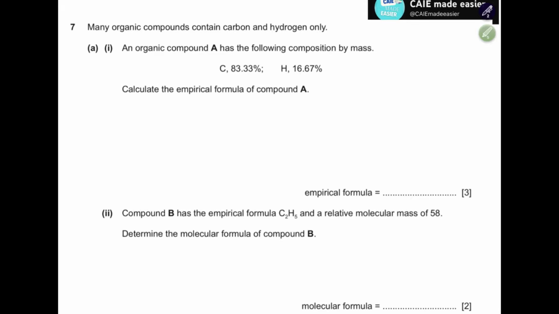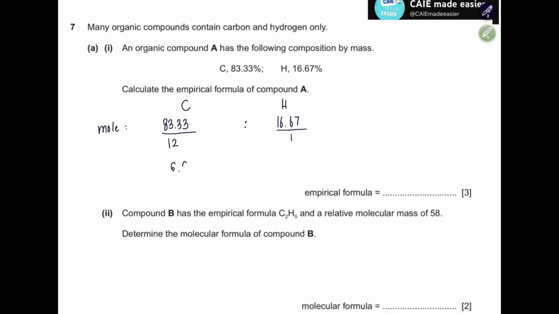Okay, many organic compounds contain carbon and hydrogen only. An organic compound has the following composition by mass of carbon and hydrogen. Calculate the empirical formula. To calculate the empirical formula, you have to find the moles. Okay, moles is mass over MR. The mass is not given, but the percentage composition by mass is given. So it's going to be 83.33 divided by MR, which is 12, to the ratio of 16.67 divided by 1.